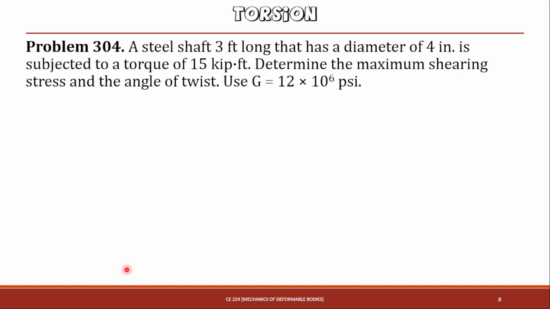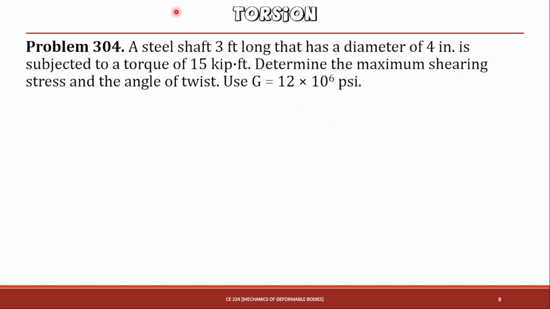So, sample problem 304: we have a steel shaft that is 3 feet long and has a diameter of 4 inches, and it is subjected to a torque of 15 feet. Determine the maximum shearing stress and the angle of twist using a shear modulus of 12 times 10 raised to 6 psi. So, solving for the maximum shearing stress, what we need is TR over J.